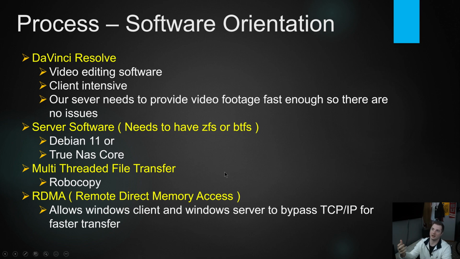Server software needs to have ZFS or Btrfs. We're going to use ZFS here for our solution. Debian 11 will work if you want to do it yourself, or TrueNAS Core is what I have selected to do here. And if you're going to use a Windows server, you're going to need Robocopy for the Windows client, and RDMA, which is Remote Direct Memory Access, and it bypasses the TCP/IP for faster file transfer. We don't have to worry about that, but if you're doing a pure Windows environment, you need to be aware of these things.